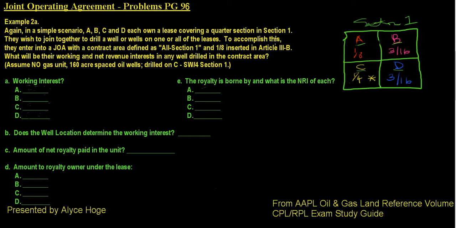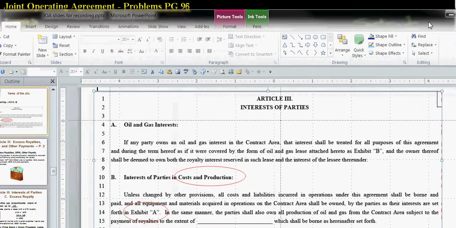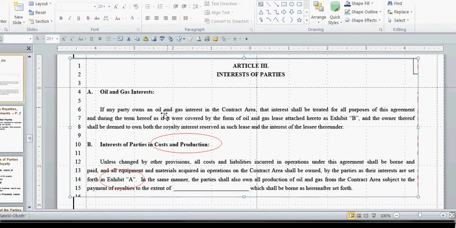That blank is designed to say, okay, we're all going to share in the royalties up until a certain fraction. And then whatever fraction you put in there, it's called an excess royalty. Let me just show you what that looks like. I'll just pull from my slide presentation. This is Article 3B. And the first part just is talking about Exhibit A, but it says, unless changed by other provisions, all costs and liabilities incurred in the operations under this agreement shall be borne and paid, and all equipment and materials acquired in operations on the contract area shall be owned by the parties as their interests are set forth in Exhibit A.